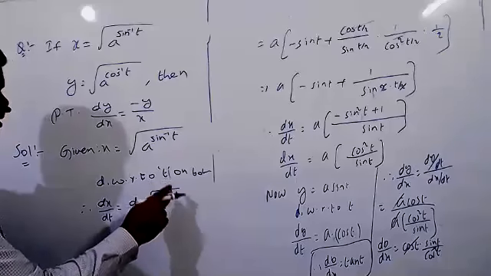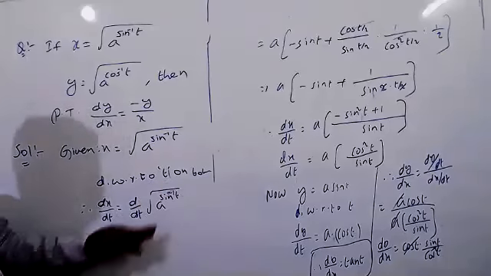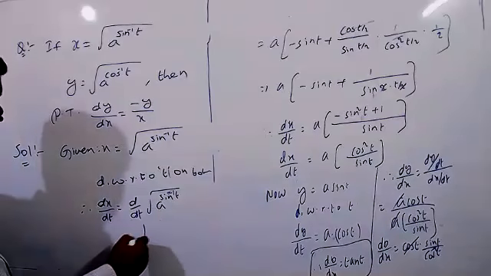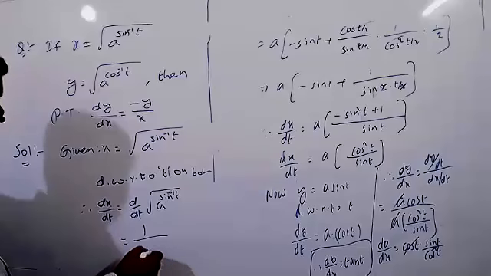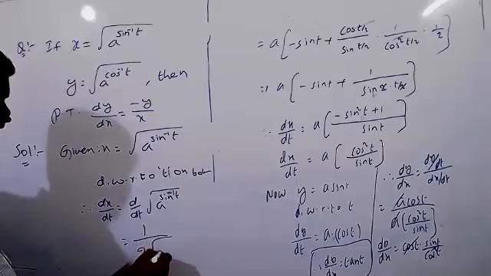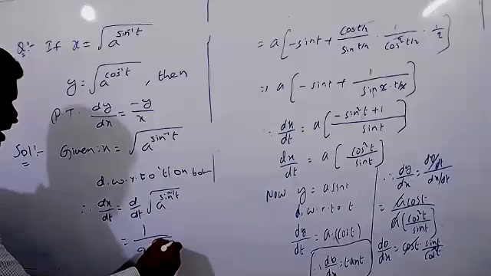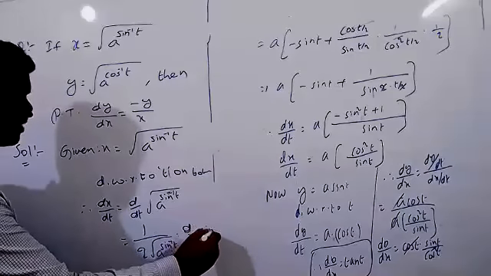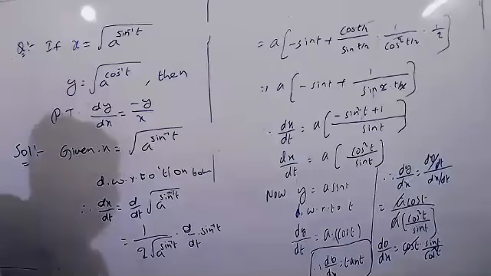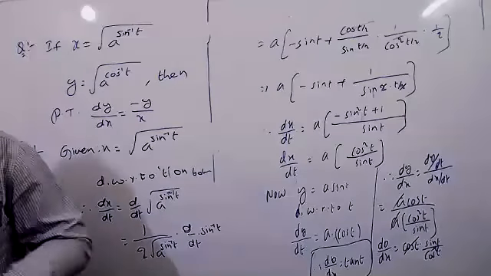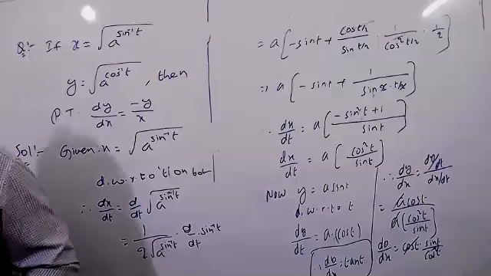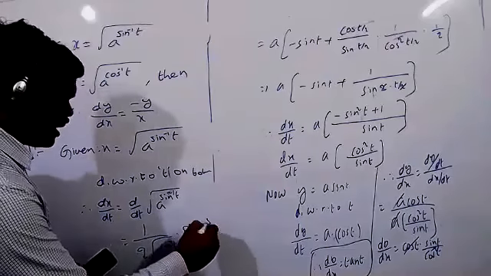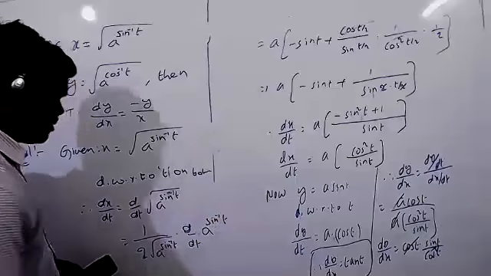Now I think you know the formula. Differentiation of root x equals what is the formula we have? 1 by 2 root x, correct. Now that means 1 by 2 into root over a power sin inverse t, into again the derivative of sin inverse of t. Oh, sorry, we have to take the complete thing here: sin inverse of a power sin inverse t.